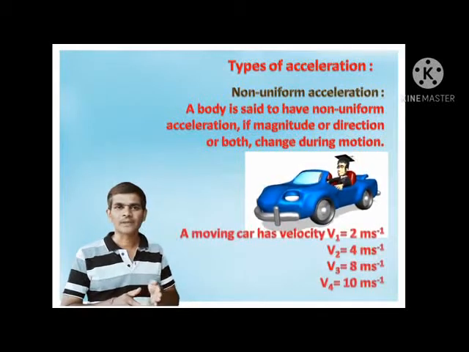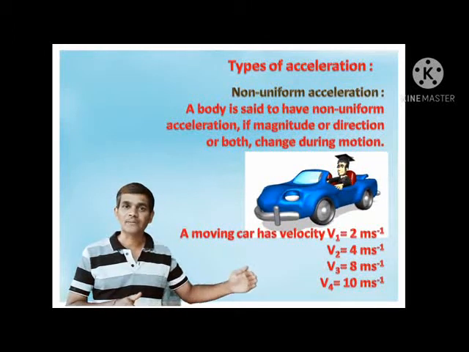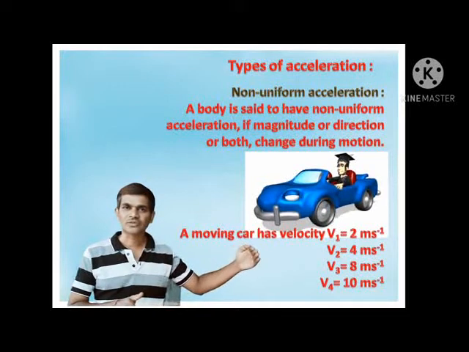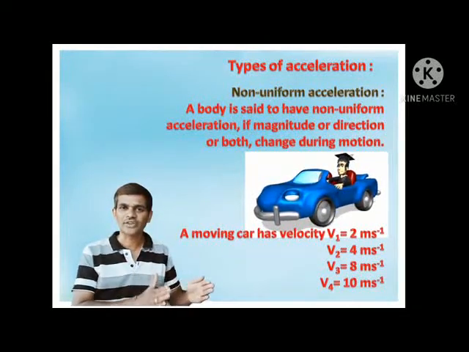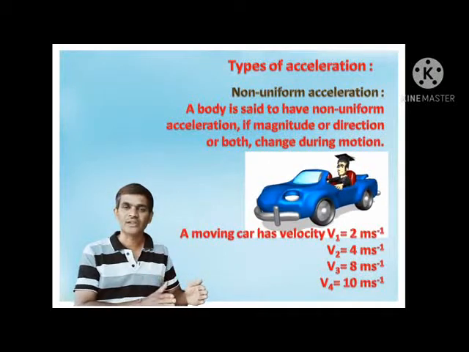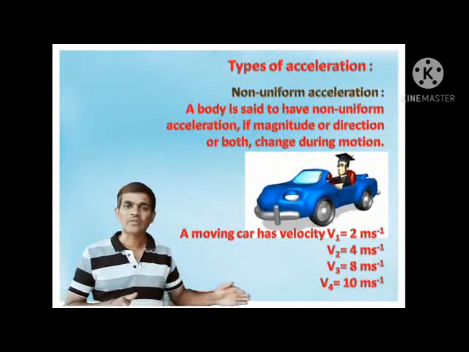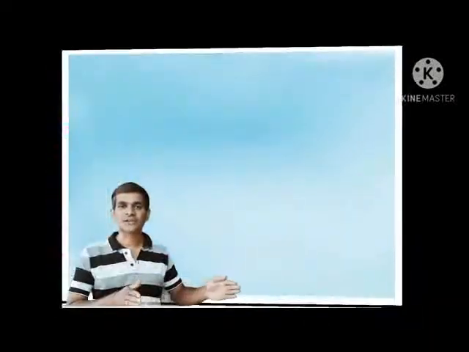For example, I have a body which changes its velocity from 2 meter per second to 4 meter per second in 1 second. In the next interval it changes to 8 meter per second in another second. In the next interval it may increase to 10 meter per second in 1 second. Like that, the magnitude of change in velocity keeps changing, then the body is said to have non-uniform acceleration.